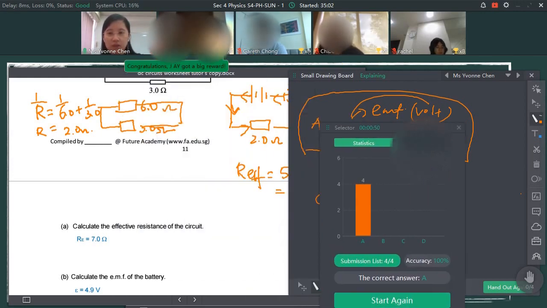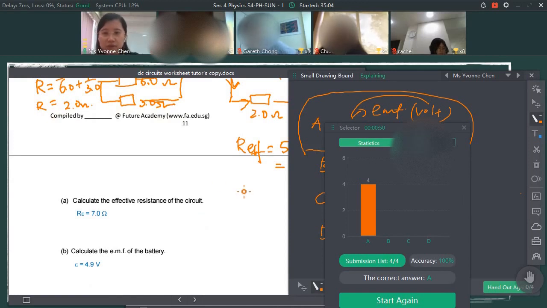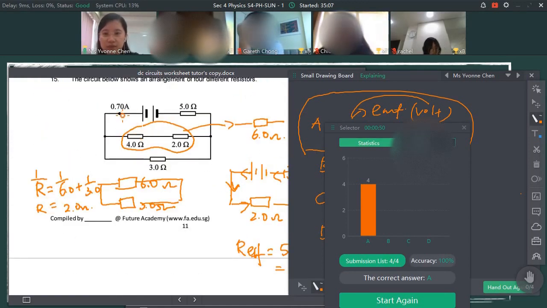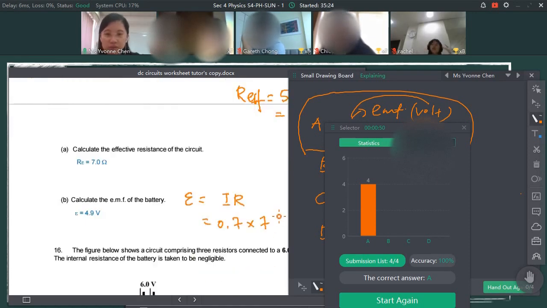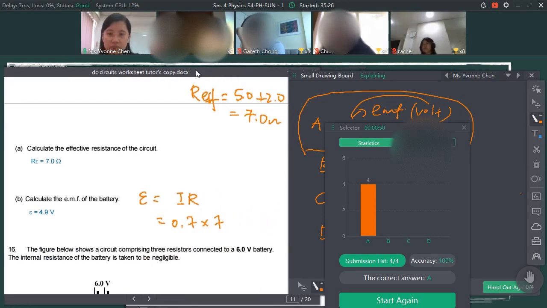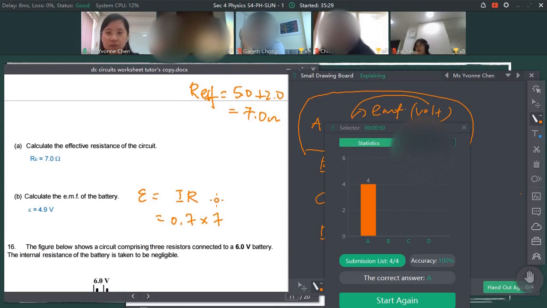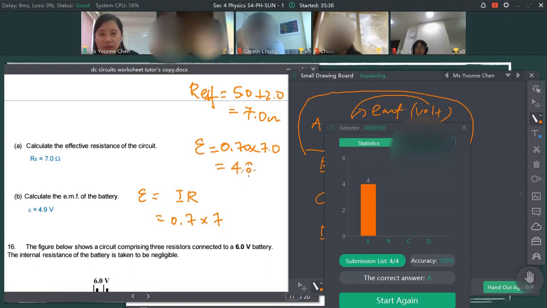Okay, so we know the current flowing out from the circuit is 0.70. For your working, do you accept EMF equals I times R? Is it okay to do like that? What's wrong with this? The proper working is EMF equals 0.70 times 7.0, which is 4.9 volts.